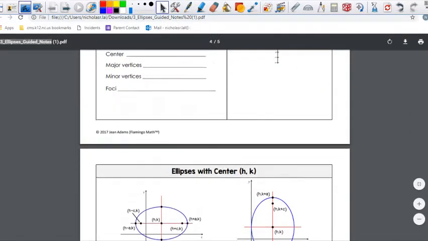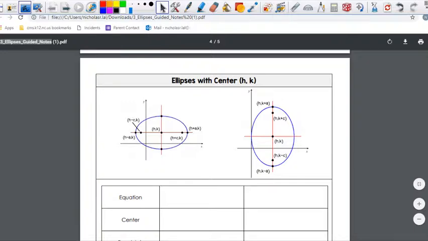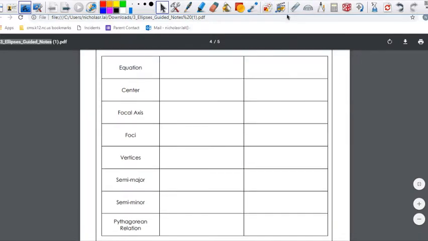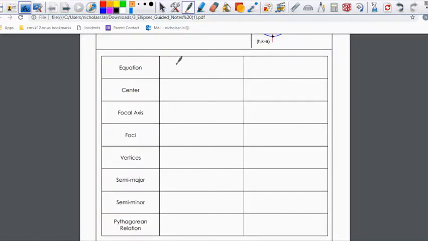A more general form that you should know is for an ellipse with a center h, k. So now you could have any center h, k. So once again, let's scroll down to get this information down. The left is going to have a horizontal ellipse. The right is going to have a vertical ellipse. This will be horizontal, and this will be vertical. Our equations.